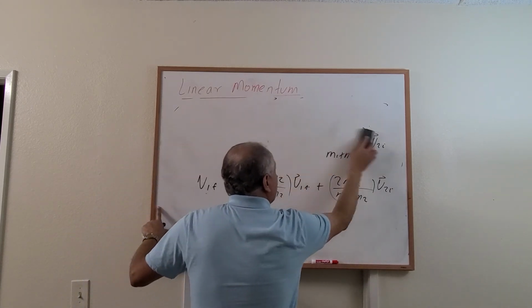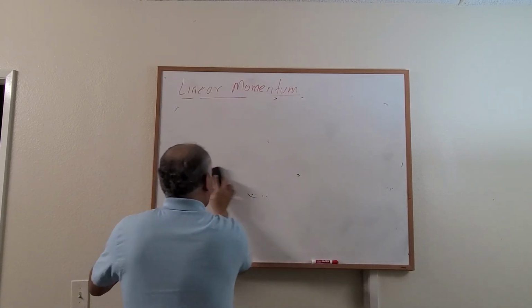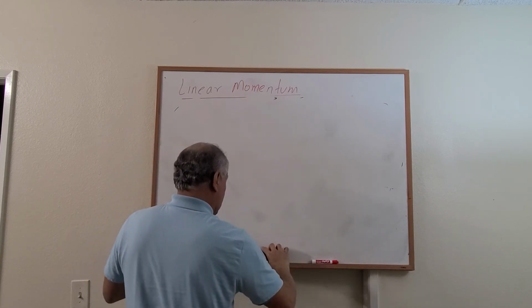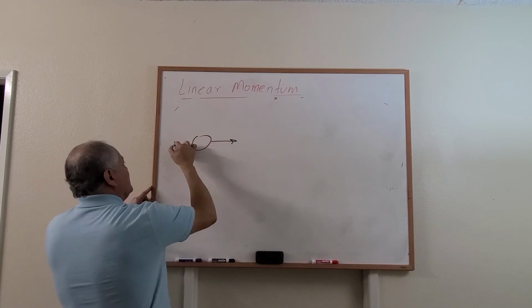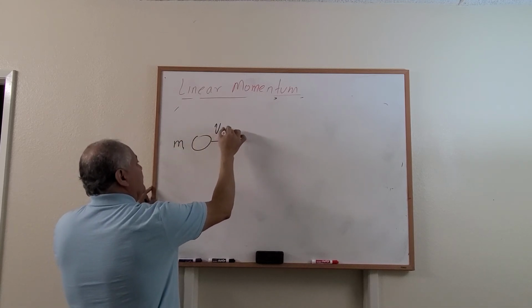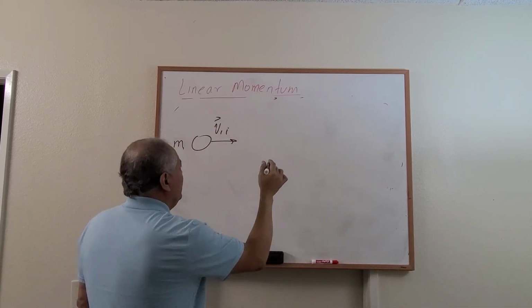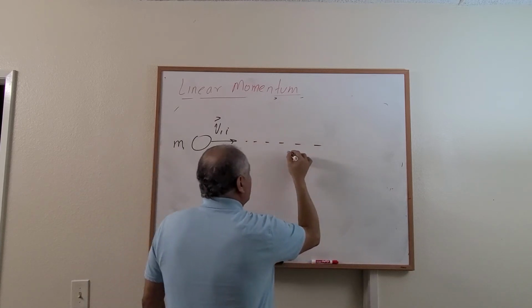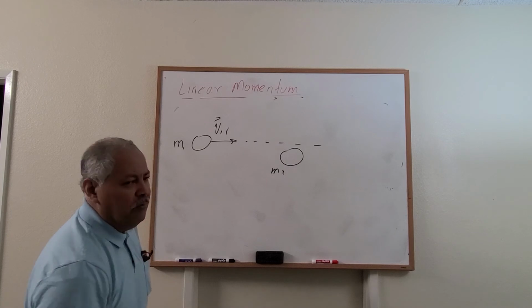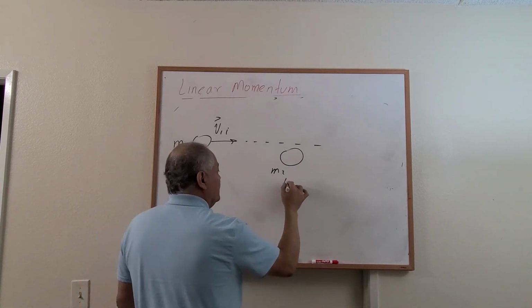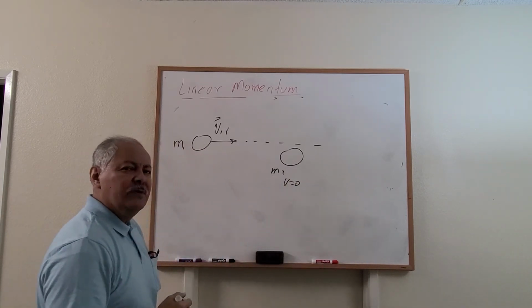Imagine that we have an object, mass m1, moving in this direction with this initial velocity, and we have another object right here, m2, which is at rest, velocity equals 0. What happens when they collide?